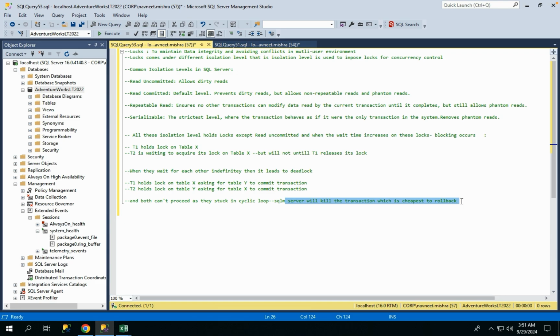In the coming videos, we will go through the different isolation levels: read uncommitted, read committed, repeatable read, serializable, and how they are good and how they are bad in different scenarios. After that, we will learn the different types of locks: shared lock, update lock. After that, we will use the scenario of locks in the deadlock scenario.